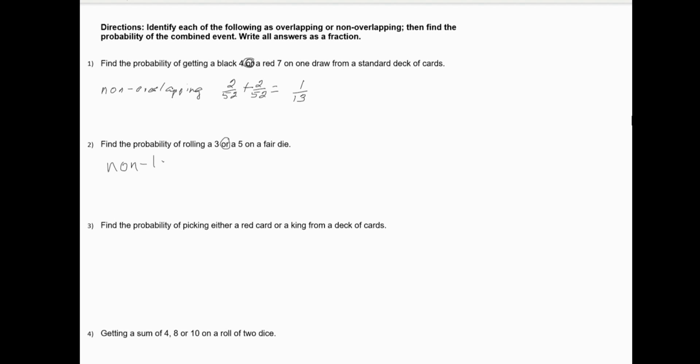It's non-overlapping because when you roll a die or a number cube, you cannot get a 3 and a 5 at the same time. Probability of getting a 3, 1 out of 6. Then we're going to add to that the probability of getting a 5, which is 1 out of 6, and that is going to add together to give me 1/3.